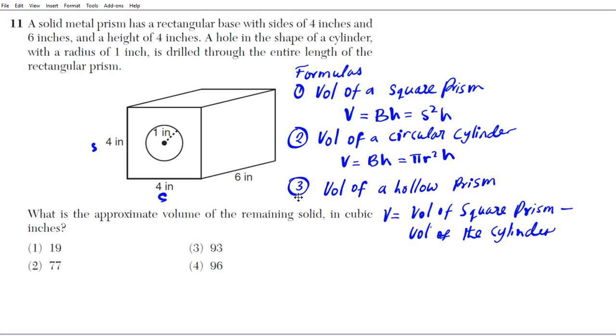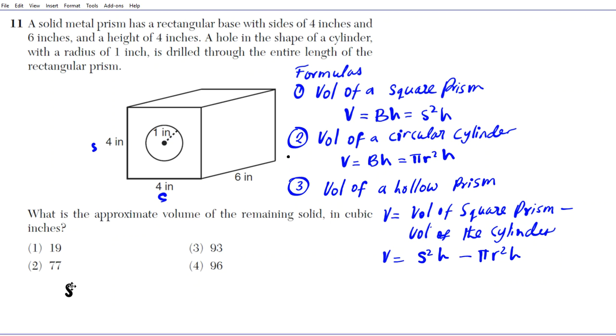Okay, so let's go ahead and do it. The formula is going to be just the difference between these two, right? So S squared H is the volume of the square prism minus the volume of the cylinder, pi r squared H. Okay, so we need the side length of the square, the height of the prism, which is equal to the height of the cylinder, and the radius.